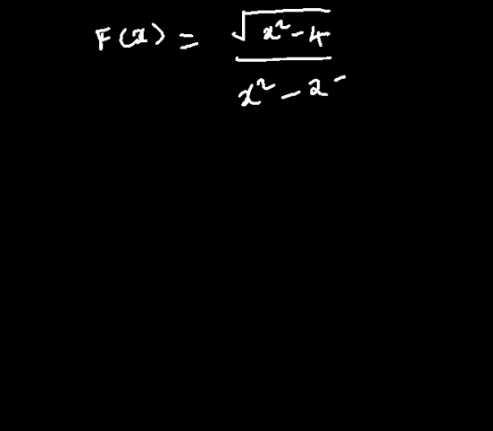And what if we have, let's say, this kind of case? Let's say we have the function f of x equal to the square root of x squared minus 4, divided by x squared minus 25. So how do you think we should find the domain of the function? Let's study the domain of the numerator.